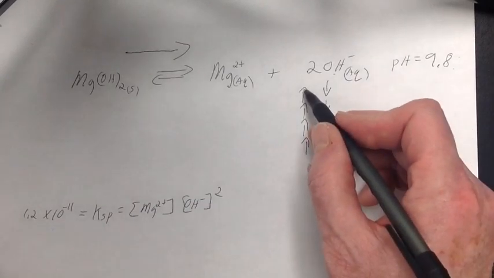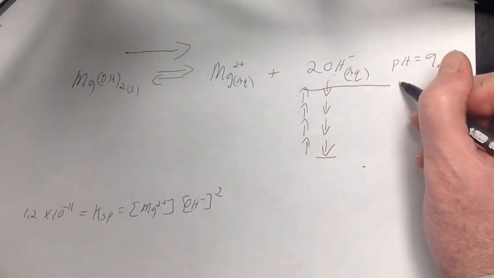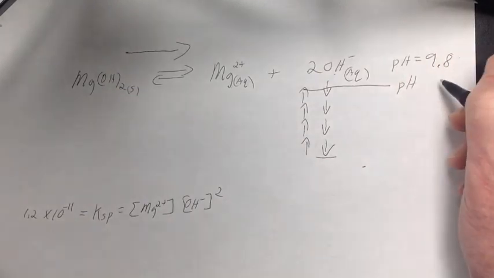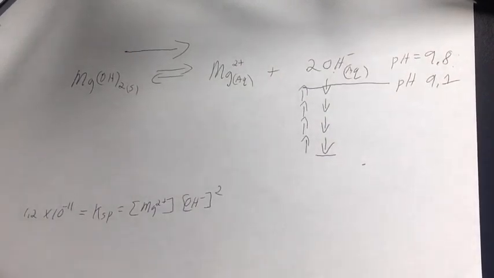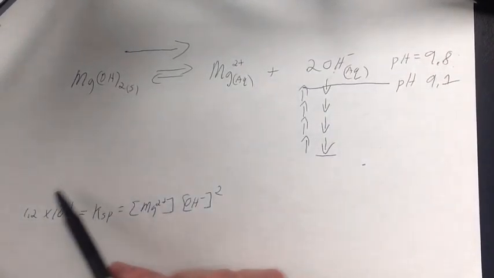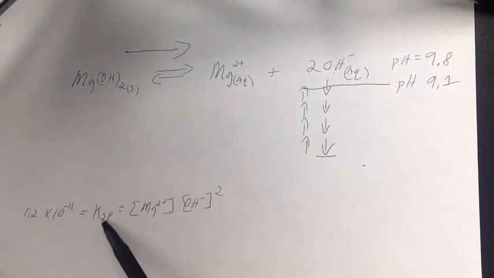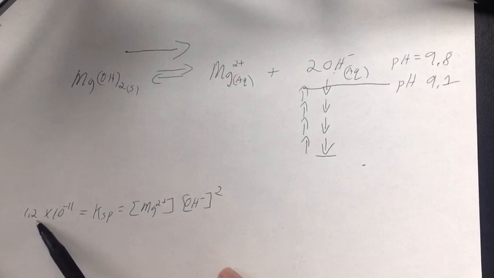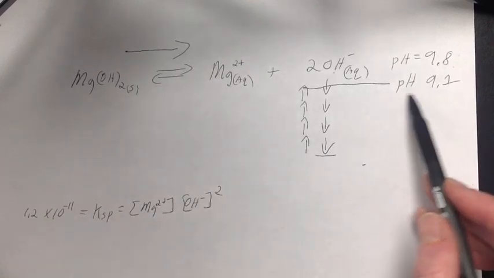Now, notice this is going to be a new pH. So let's say this new pH is 9.1. All right. So notice if we go down here, that Ksp is a constant value under those temperature conditions, and there it is. Notice, since this has to be constant, we have a new equilibrium situation here.